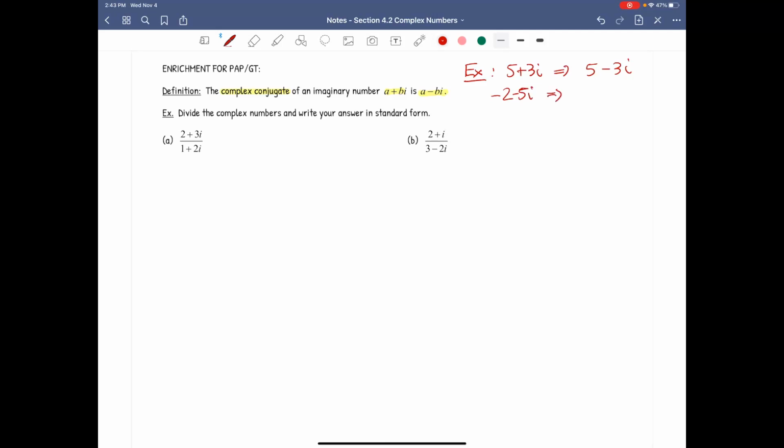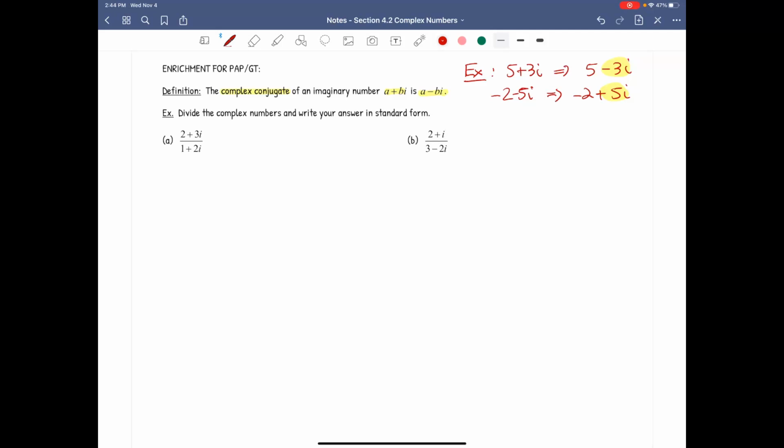In this particular case, the conjugate would be -2 plus 5i. So notice that the sign of the real part does not change. It stays the same. It's the sign of the imaginary part, in this case the 3i and the -5i, that actually changes. Okay, now that we feel comfortable with that, let's see how we would divide complex numbers and then write our answer in standard form.